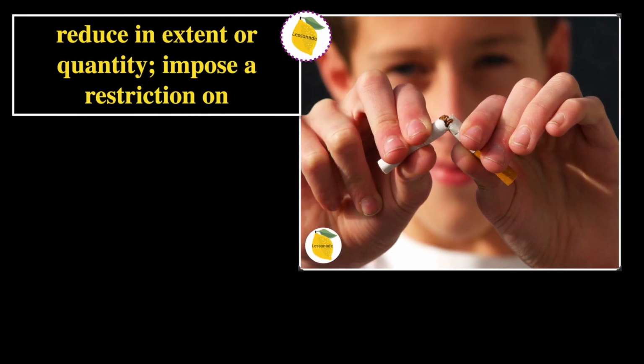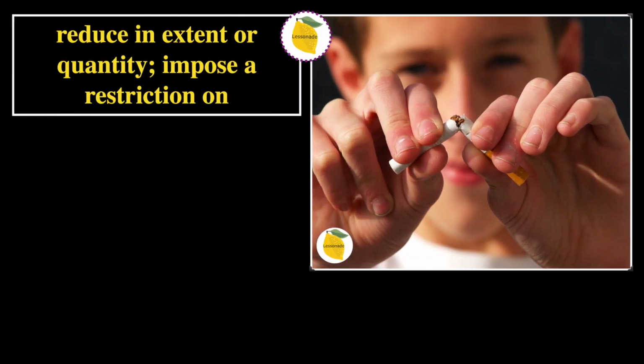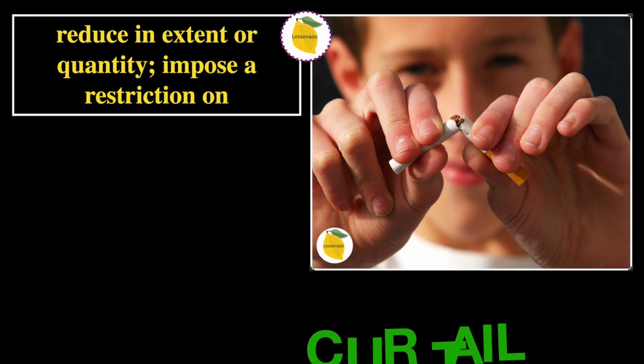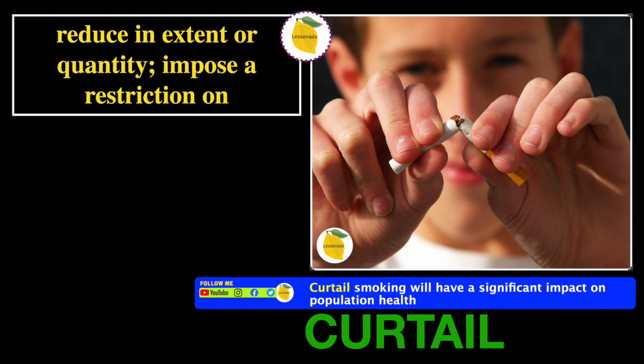The next one is reduce in extent or quantity, impose a restriction on. In this picture, you can see someone breaking a cigarette in half, as if they're imposing a restriction on a cigarette or on smoking. And therefore the word will be curtail. And the sentence for this word is curtail smoking will have a significant impact on population health.